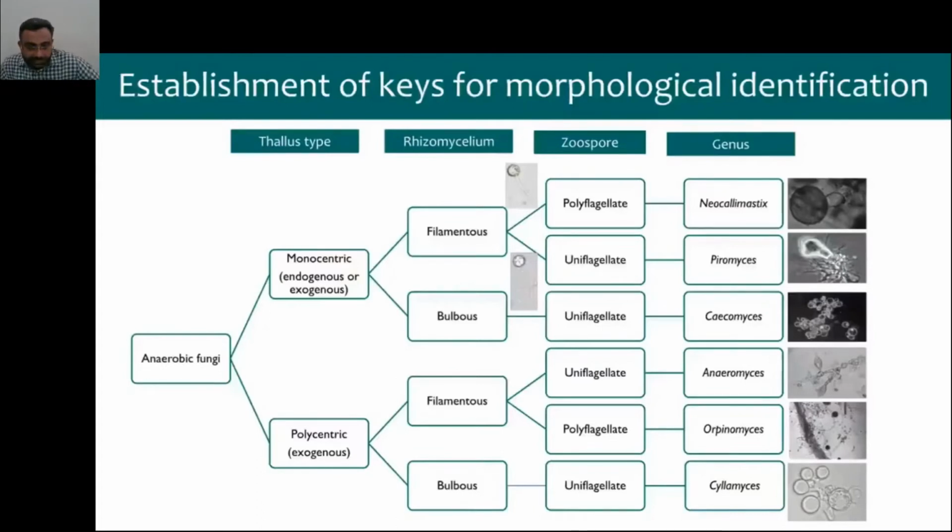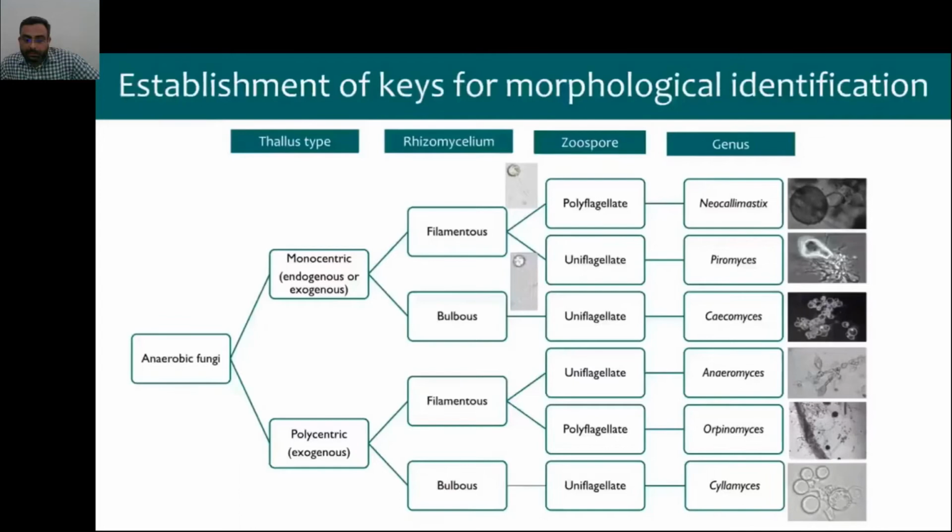So here we can see, as I mentioned, the entire taxonomic classification of anaerobic fungi, especially in the initial years, was and still even today is based on these characters, which may be monocentric, endogenous, or exogenous. It may be both, or even one in case of monocentric. And polycentric, as I mentioned, is always exogenous. The rhizomycelium may be filamentous or bulbous, as we can see in these structures. These are the bulbous anaerobic fungi.